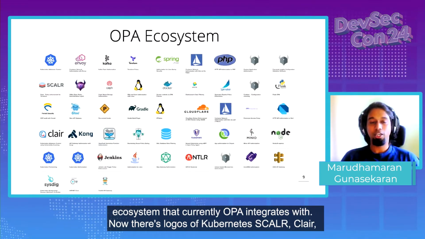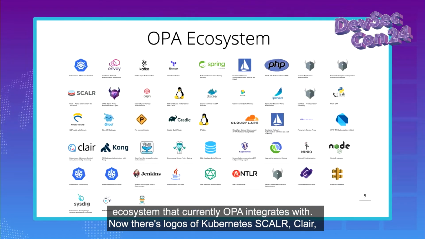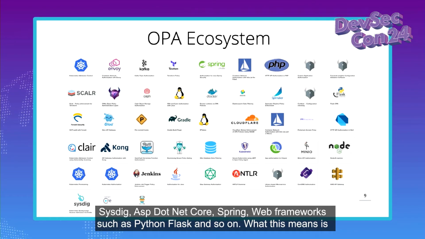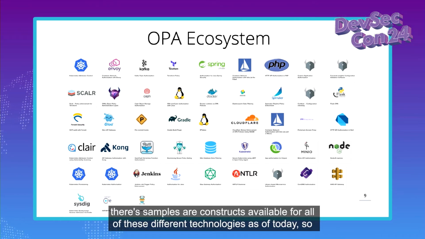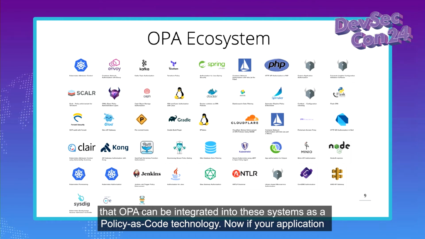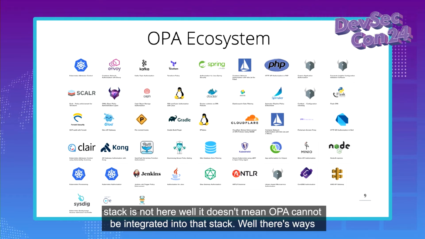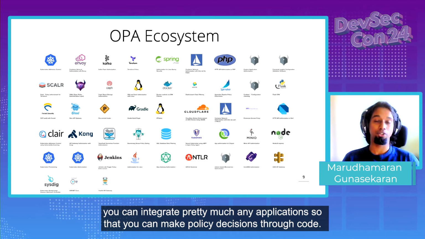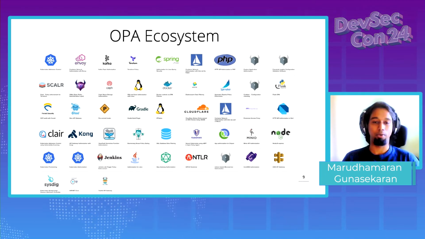And here's the ecosystem that OPA currently integrates with. There are logos of Kubernetes, Scalr, Clair, Sysdig, ASP.NET Core, Spring, and web frameworks such as Python Flask, and so on. What this means is there are samples or constructs available for all of these different technologies as of today, so that OPA can be integrated into these systems as a policy as code technology. Now, if your application stack is not here, it doesn't mean OPA cannot be integrated into that stack. There are ways you can integrate pretty much any application so that you can make policy decisions through code.